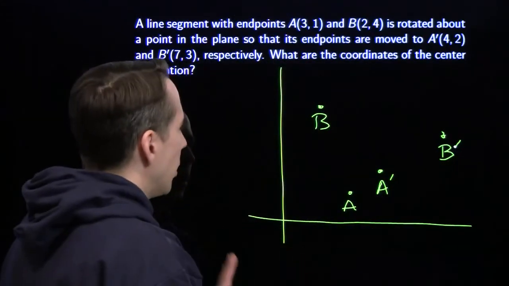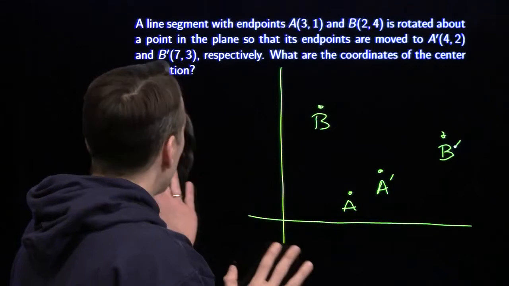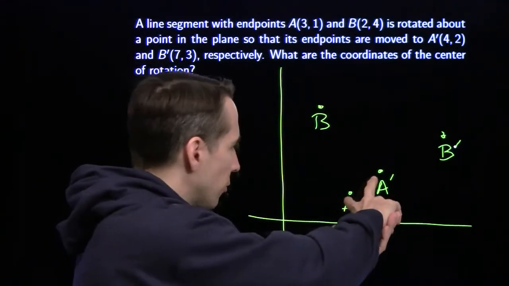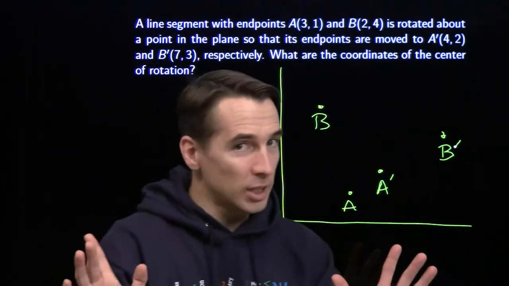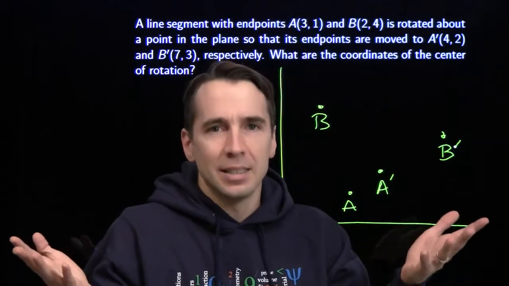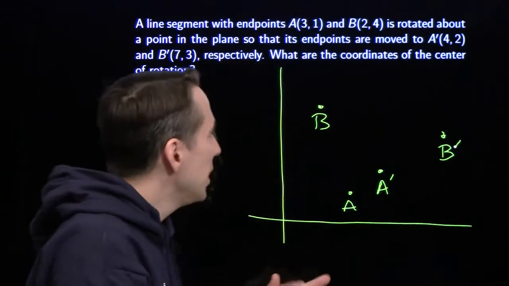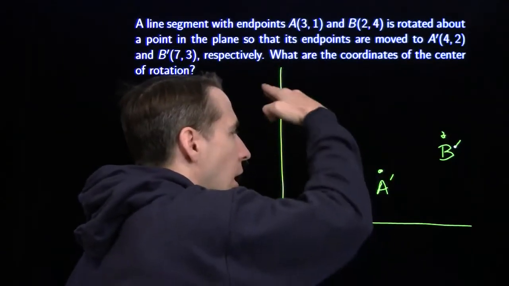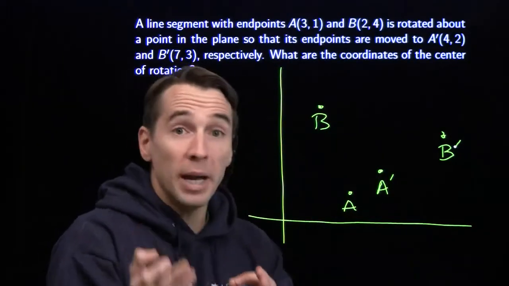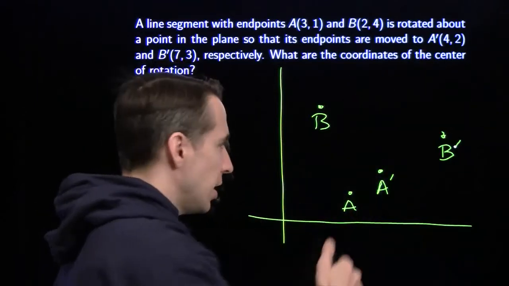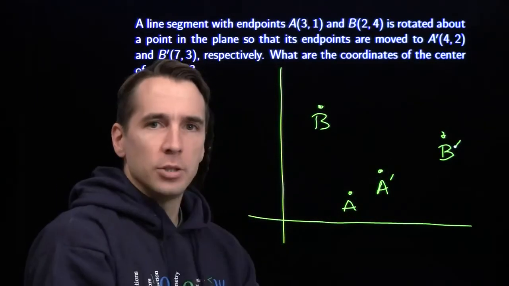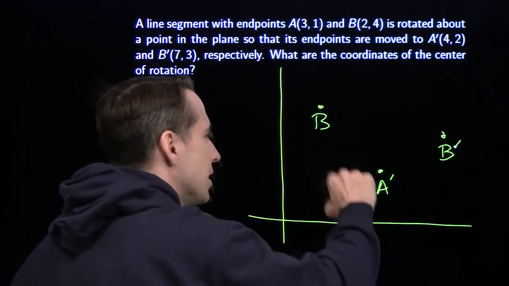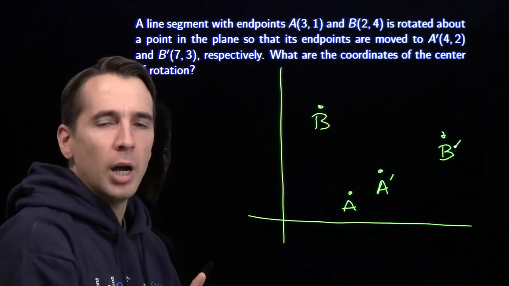Up there. All right, those are our points. Now, the center of rotation we know is equidistant from A and A prime. Geometrically speaking, what does equidistant mean? It means that the center of rotation is on the perpendicular bisector of AA prime. That's what we mean geometrically when we say the center of rotation is equidistant from these 2 points. It sits on the perpendicular bisector of the segment AA prime.